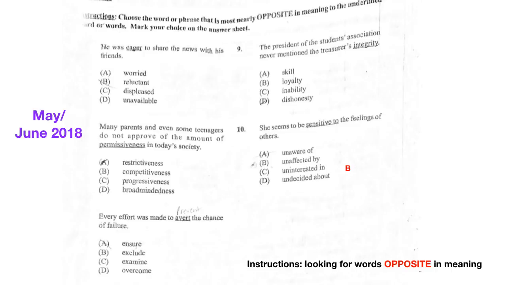So yes, question 9 here reads, the president of the Students Association never mentioned the treasurer's integrity. Integrity is a quality of someone, right? It means honesty. So the opposite of that would be dishonesty. Good. So D, I agree with that. Loyalty, inability, skill. I agree with dishonesty as the answer here. D. All right. Tell me what you think.